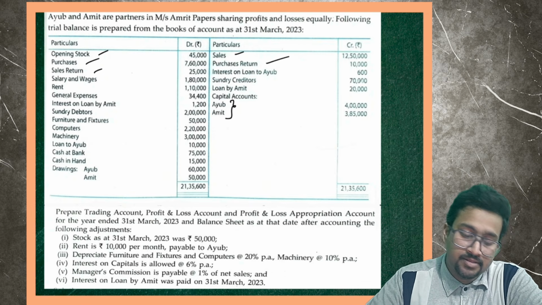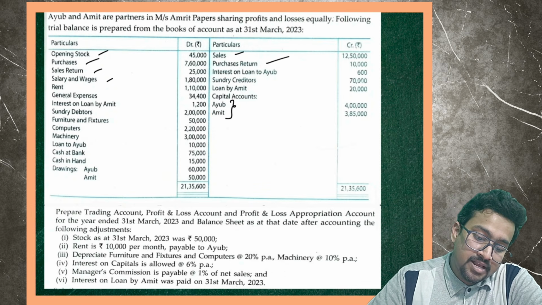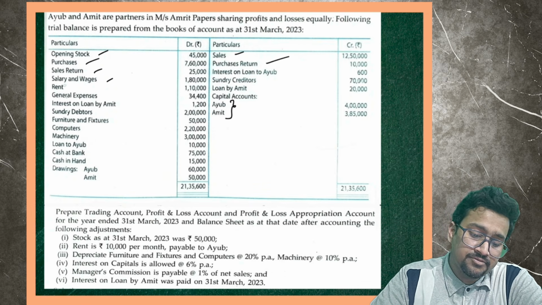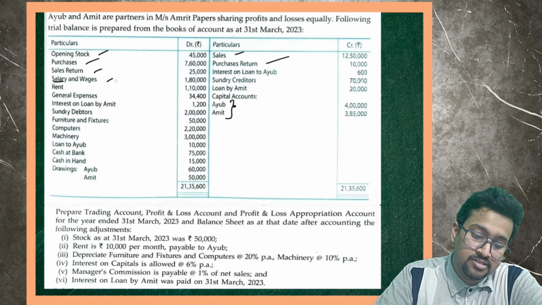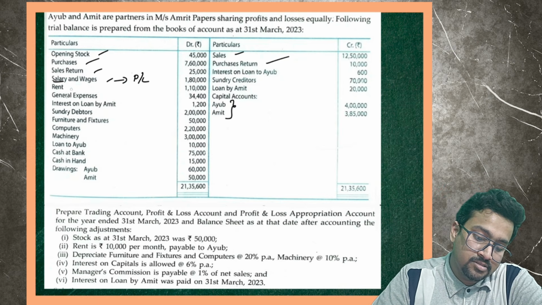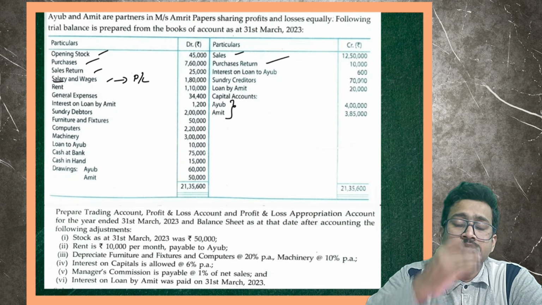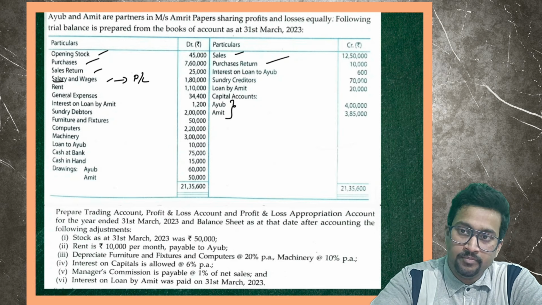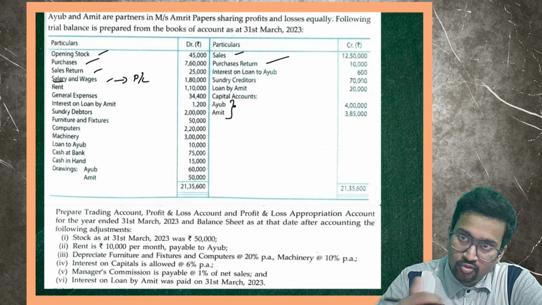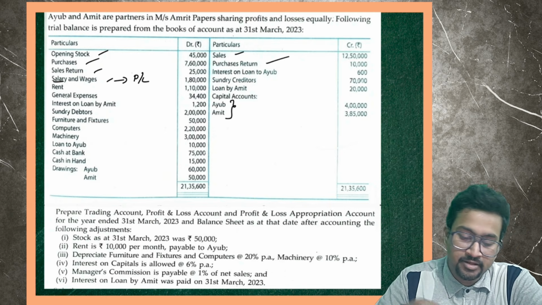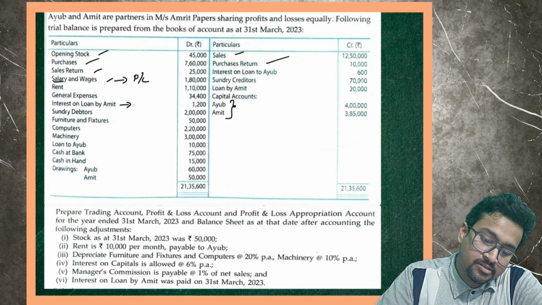And net sales and net purchase. Then we have salary and wages. Salary and wages means firstly it's written salary, then wages. So this will go to PL account. Rent again PL, general expenses PL, interest on loan by Amit. Loan by Amit means we have taken a loan from Amit and in return we are paying the interest. So again this will go on the DR side of the PL account.